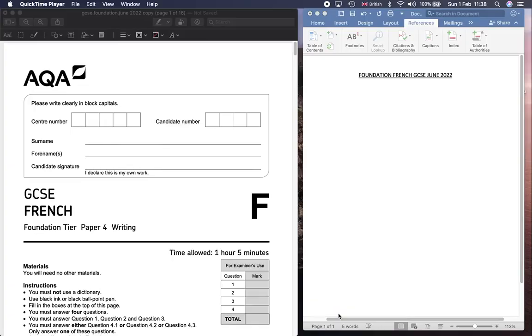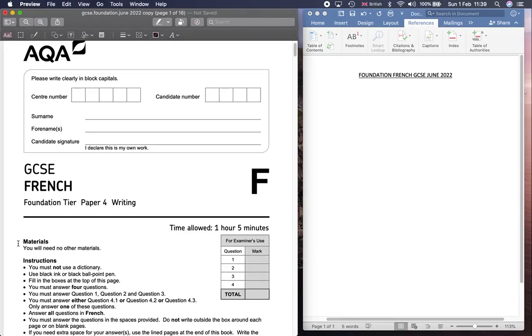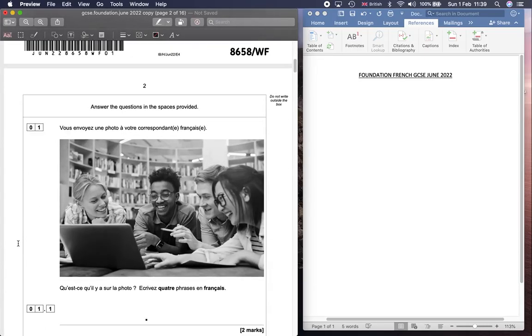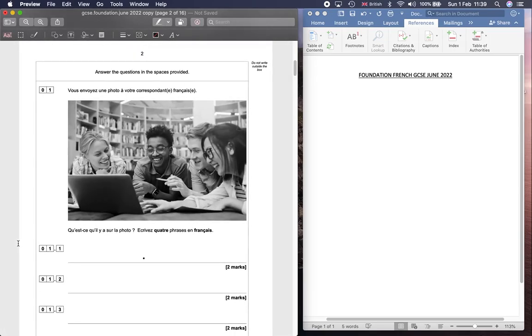And today, as you can see, we are going to do some practice on the French GCSE. Today we are focusing on the foundation and the writing. This was published, for your information, in June 2022. So let's get started. Let's have a look at the first question. Here, they're giving us a photo, and what they ask us is the following.